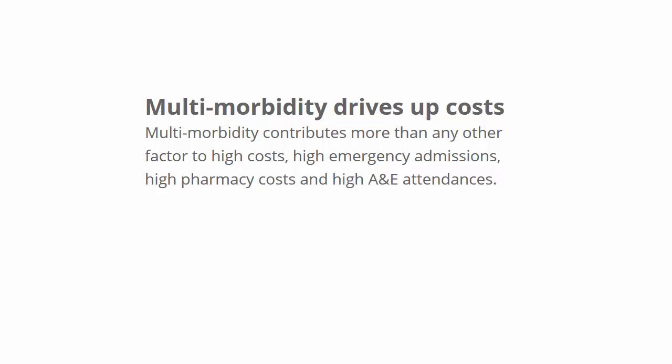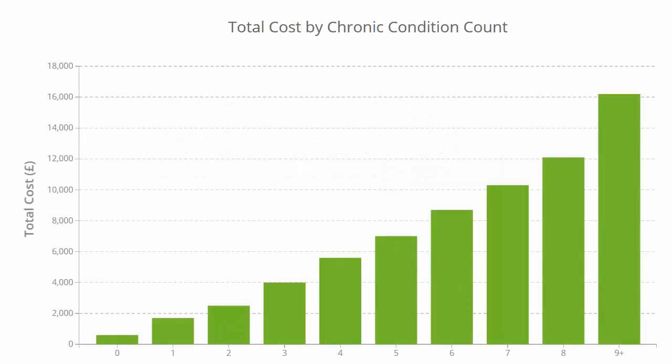Multimorbidity contributes more than any other factor to high costs, high emergency admissions, high pharmacy costs, and high A&E attendances. Various factors contribute to the high cost of some patients compared with others, such as age, gender, deprivation, or the presence of certain high-impact diseases like diabetes or heart failure, but none more so than multimorbidity.